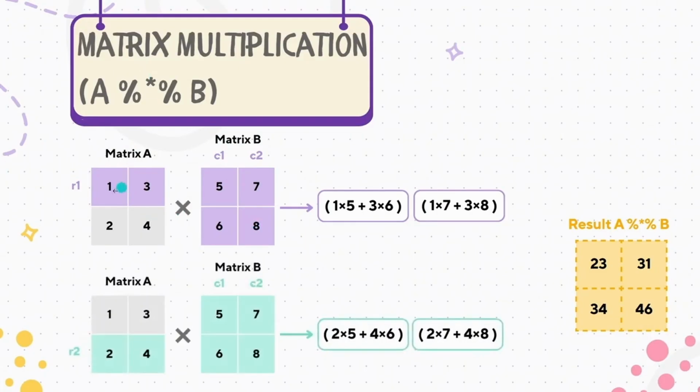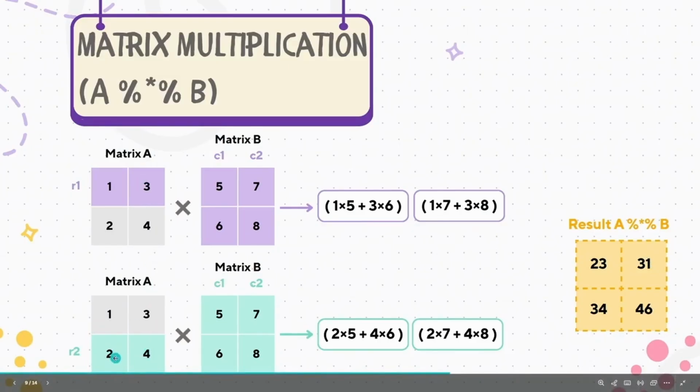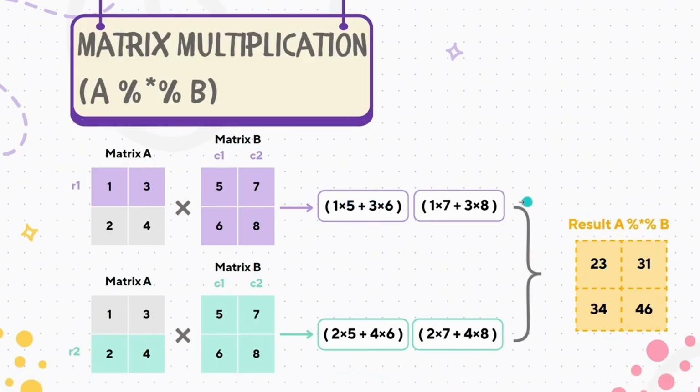So when first multiplying R1 to C1 and C2, we'll do 1 times 5 plus 3 times 6, and 1 times 7 plus 3 times 8. This will be our first position, so first row and first column. And then this will be our second position, that is first row, second column. And likewise with the second row of matrix A as well. 2 will be multiplied by 5, 4 will be multiplied by 6, and these will be added. And then in the final position, 2 will be multiplied by 7, so 2 times 7, and 4 will be multiplied by 8, so 4 times 8. This results in our resultant matrix, which is 23, corresponding to this value, 31 to this value, 34 to this value, and 46 to this value.